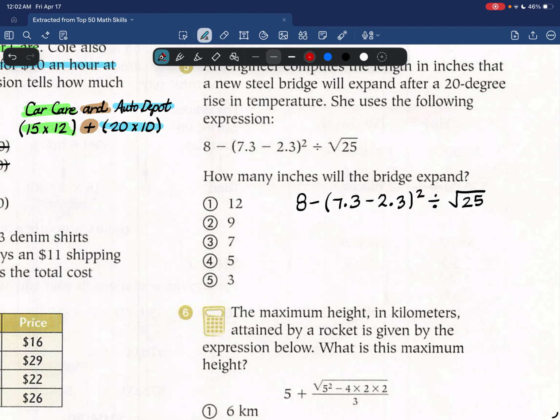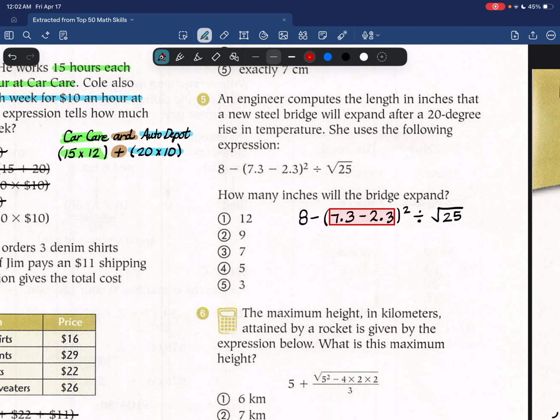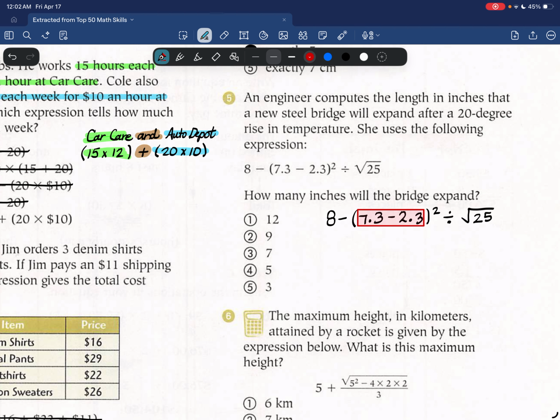So the first thing order tells me is to do what's in parentheses first. This is not a calculator problem, so I would come over to scrap paper and do the math. 7.3 minus 2.3 is 5. So I'll leave the 5 in there. Copy what you have not used.